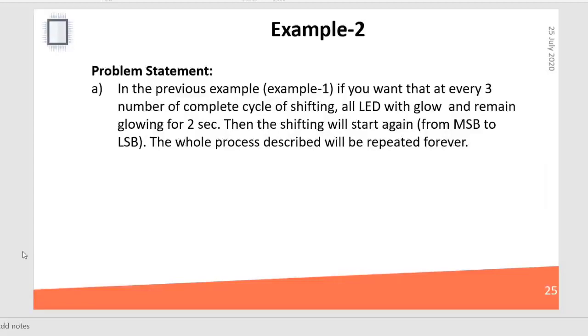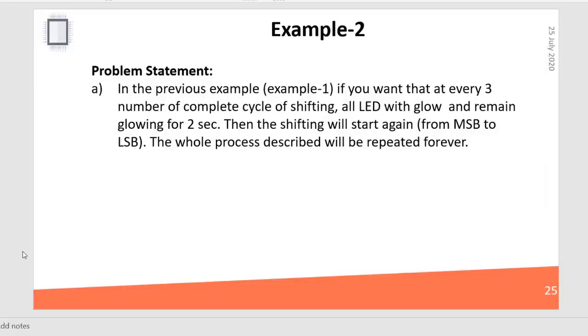That means after this cycle, 8 LEDs are shifting: the MSB LED, then the 6th LED, then the 5th LED, and then the 0th LED. Then again the MSB LED will glow, then it will move on, then the 0th LED will glow. So this is the second cycle. Then again the MSB LED will glow, then the 6th LED, the 5th LED, and the 0th LED. So this is 3 complete cycles.